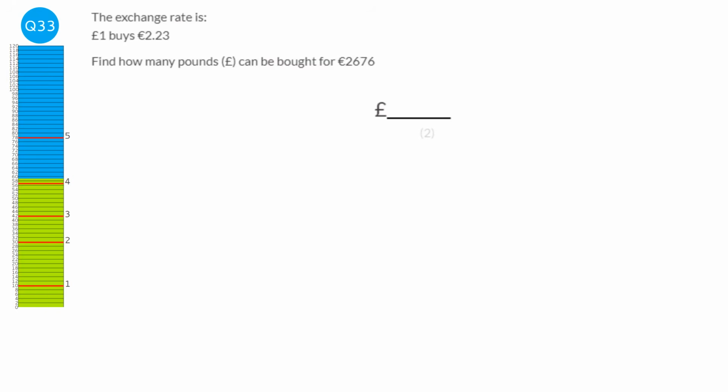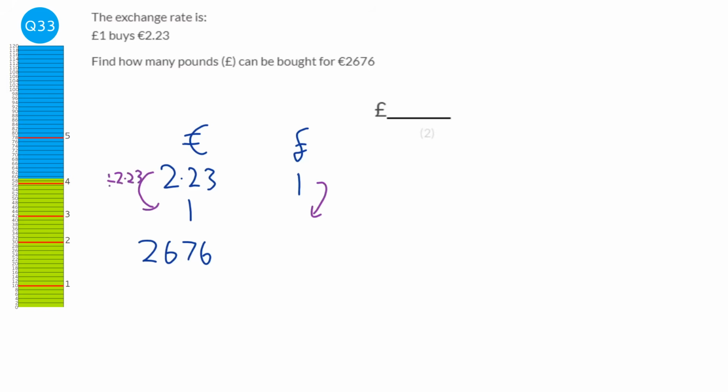In this question we've got euros and we've got pounds, and we're told that £1 is 2.23 euros. And we're trying to understand what 2,676 euros is in pounds. And we're going to do that by finding out what €1 is, and then finding out how much 2,676 are. So, to get from 2.23 to 1, we divide by 2.23, and we're going to do that on both sides.